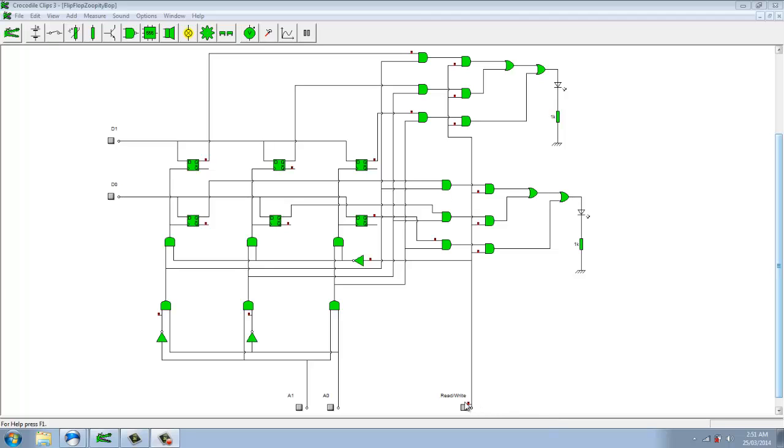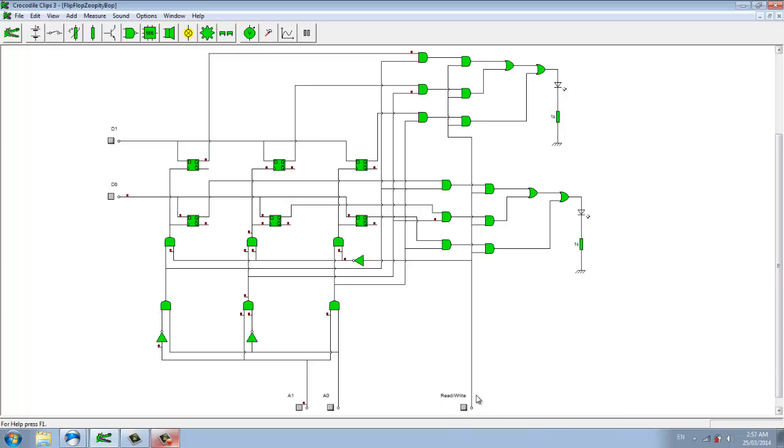When the read and write switch is at 1, like it is right now, as you can see, it goes through the inverter, which means that the clock for each one of these flip-flops is at 0. Because the clock is at 0, it makes the flip-flop output its saved value. The output value then goes through this set of gates and comes out of the output.